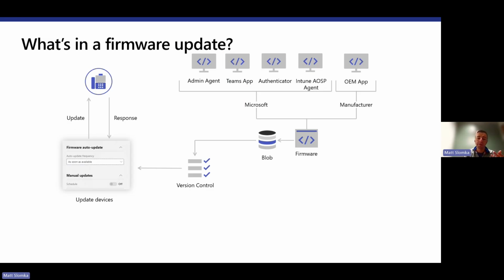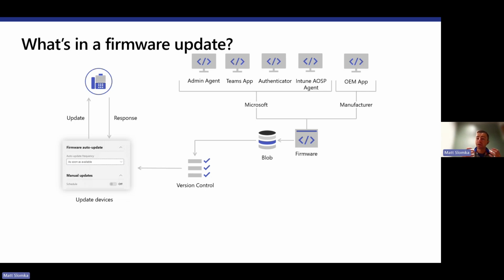And then just to help understand what's actually included in a firmware update. So this whole migration is done as firmware updates. So we release a new firmware update. That new firmware update has the new Authenticator app and the new AOSP manageability agent running instead of the company portal app. This firmware comes as a bundle of applications. So you can see there, we've got the admin agent, we've got the Teams app, we've got the Authenticator app, and we've got the AOSP app.